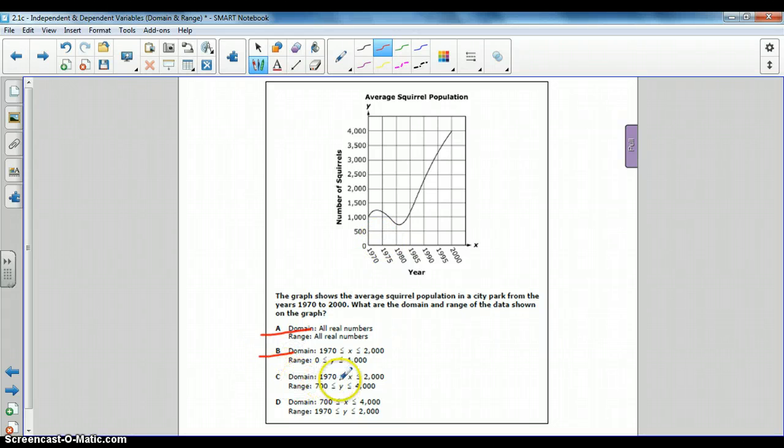Okay, 1970 to 2000, we already said that's correct for domain, or our x's. Range would be 700 to 4,000. Lowest here to here, yep, that one's right. The next one doesn't make sense. It actually has the domain and range flip-flopped. Okay, the important thing is not just to look at the labels, make sure you're looking at the graph.